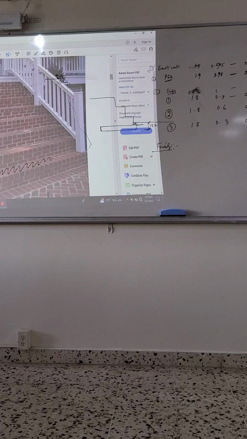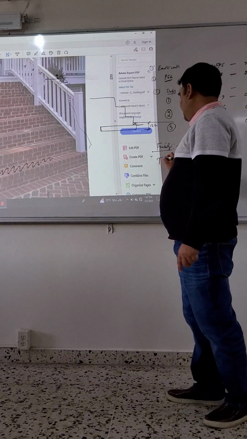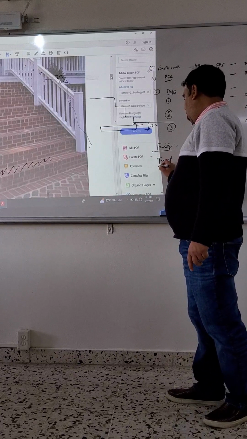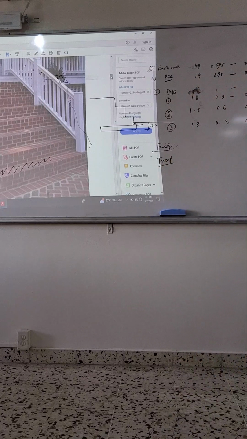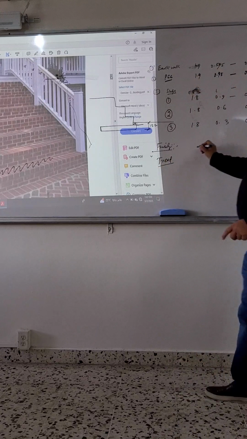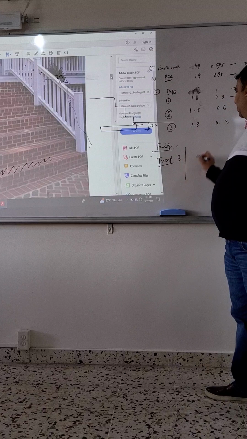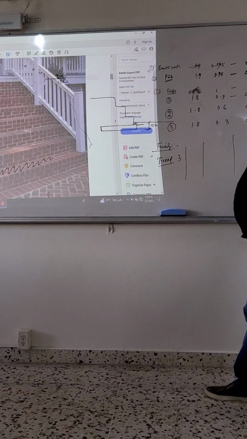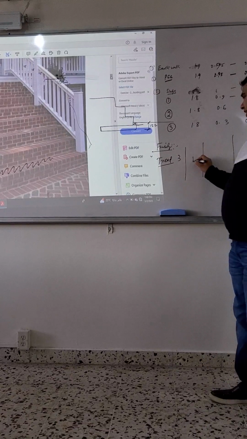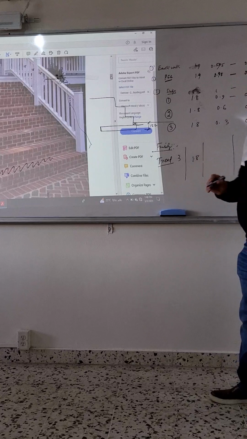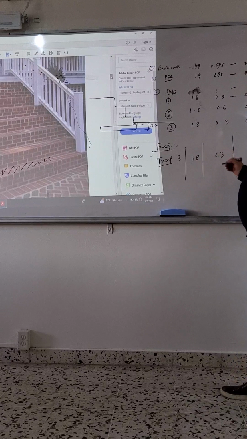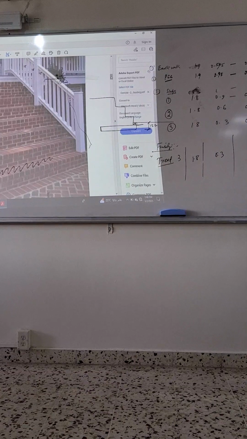The first one is tread. How many treads are there? 3. The number of treads is 3. What will be the length? 1.8. 1.8 is the length. What will be the width? 0.3. This is the plaster. There is no height.